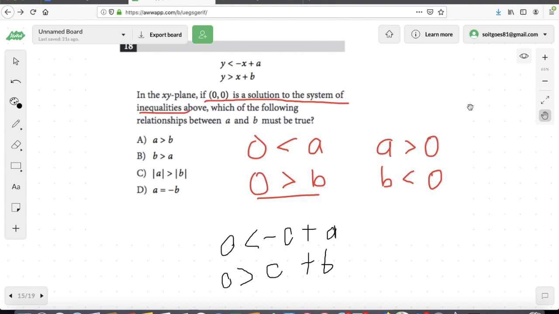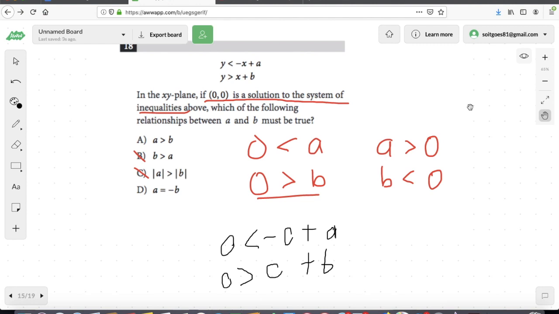Okay, look at answer choice B. That's not true. That's the opposite. B can't be bigger than A, right? If B is negative, no way. What about answer choice C? Does that have to be true? No, because if A is 1 and B is negative 1, you get 1 equals 1, right? They'd be equal. A wouldn't be greater than, so it doesn't have to be that way.